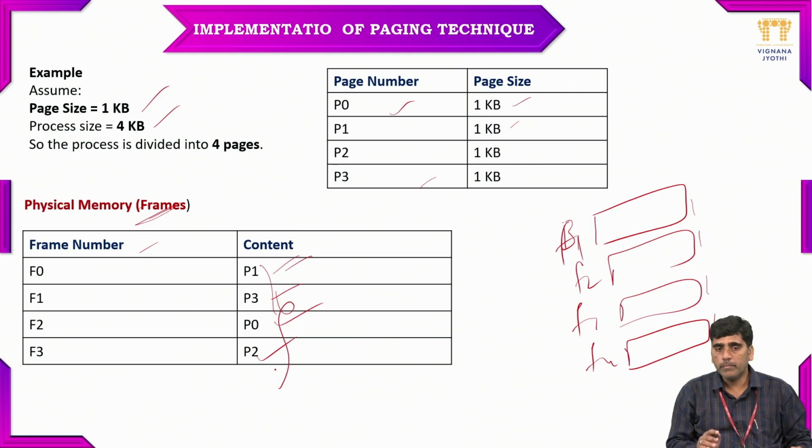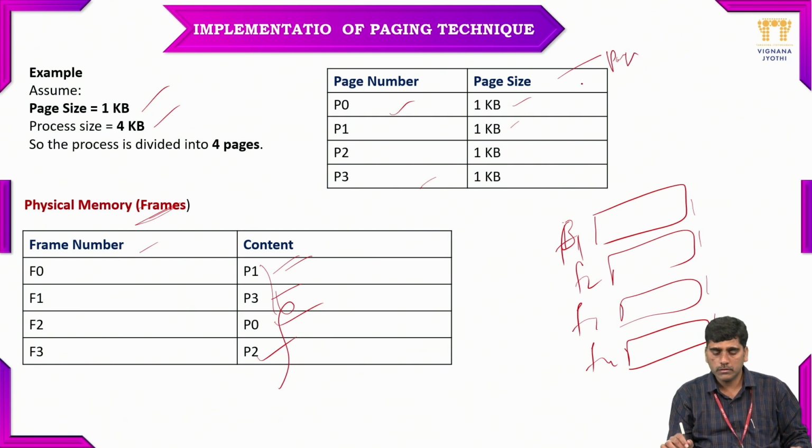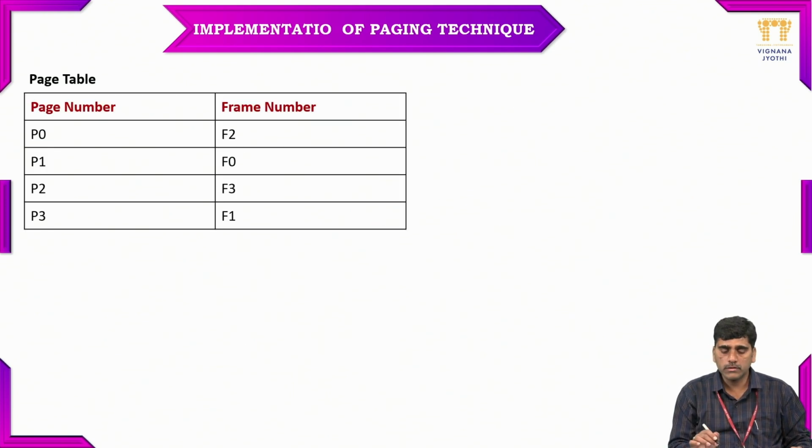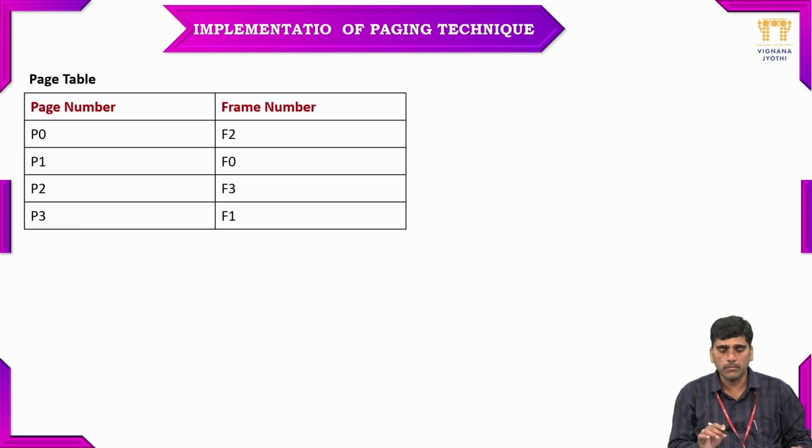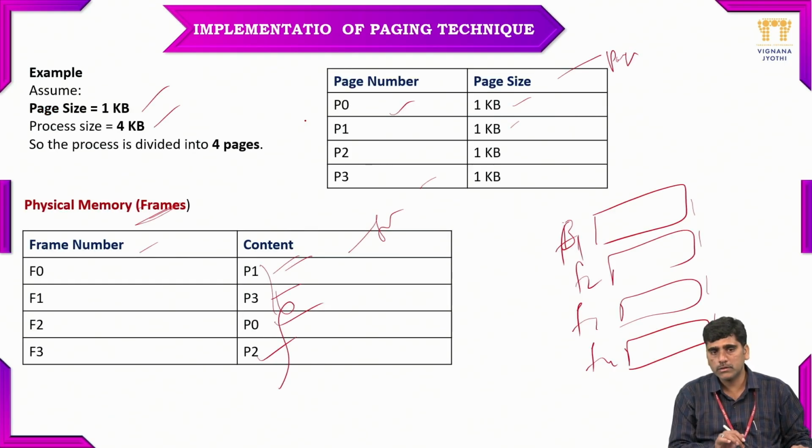Now pages are loaded into the frames. This is the page table, this is the frame table, and with this we can create the page table. The page table contains both pages and frames. According to this scenario, page number P0 is loaded into F2, and page number P1 is loaded into F0.